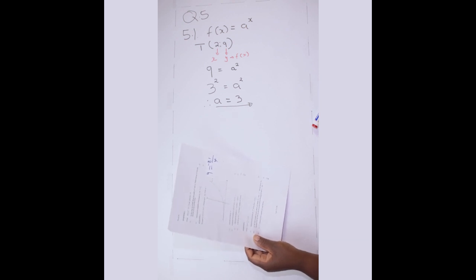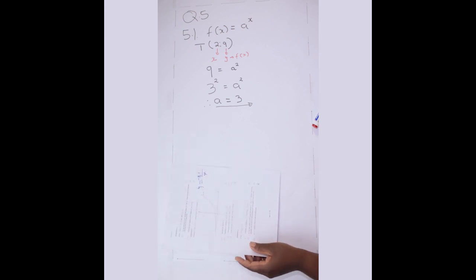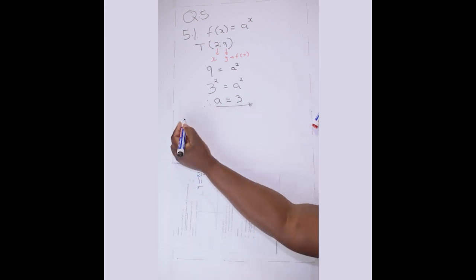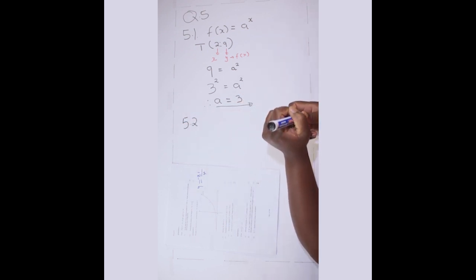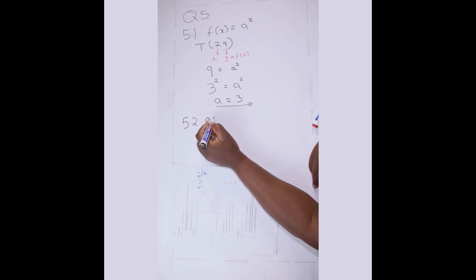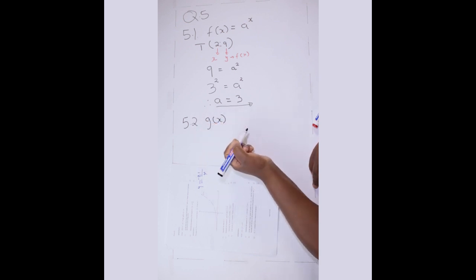Okay, the next question says, determine the equation of g of x if g of x equals f of minus x. What does this mean? If I have an equation of f of x, but now the x has been changed to minus x, wherever you see x, you put a negative x. That will give you your g of x. You just do that. Let's do that.